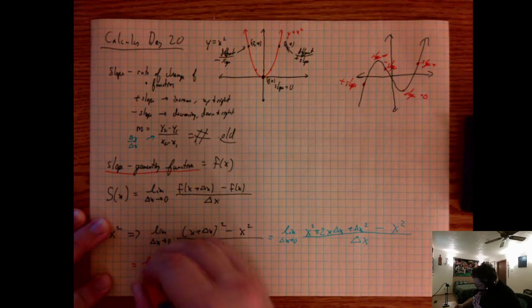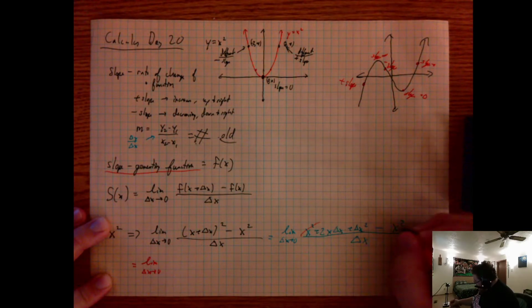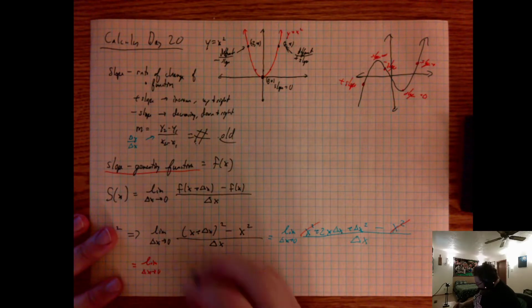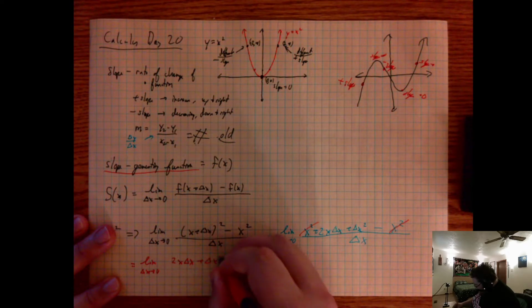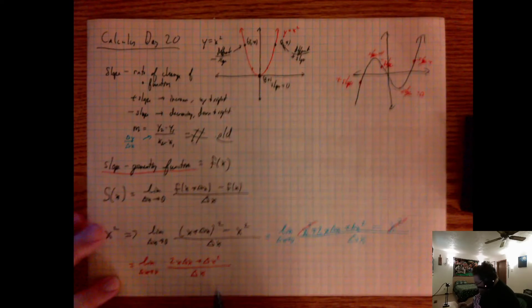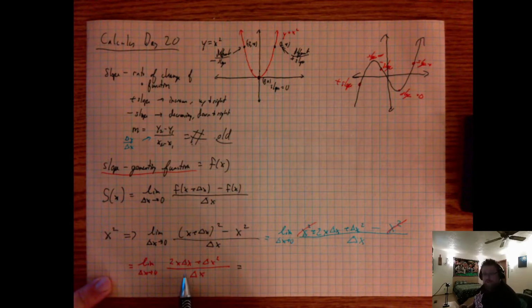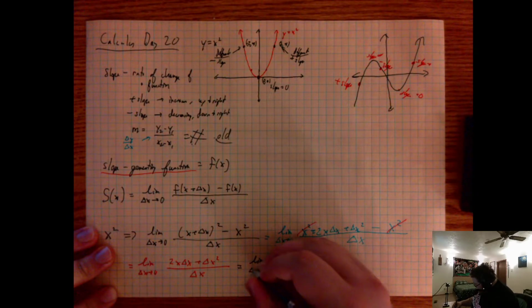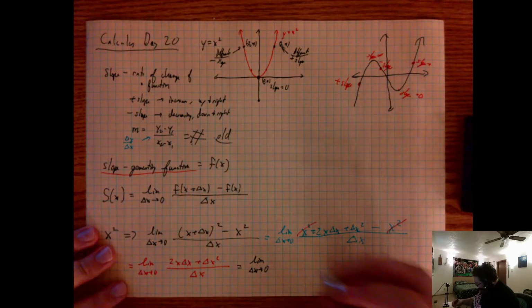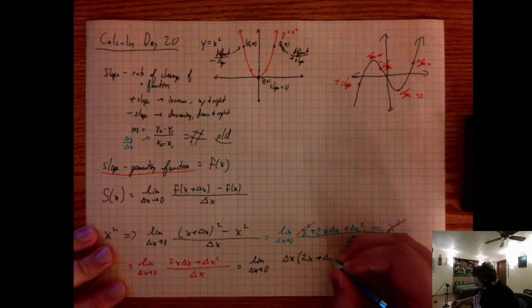Limit delta x approaches 0. Well, I see here I have an x squared and a negative x squared. That's a big detail. So I can cancel those out. This leaves me with 2x delta x plus delta x squared all over delta x. If I plug it in, I still get 0 divided by 0, so I know I'm not finished yet. I keep going. I notice that the top of this can be factored, meaning I can take a delta out of both terms. This gives me the limit as delta x approaches 0 of delta x times 2x plus delta x.